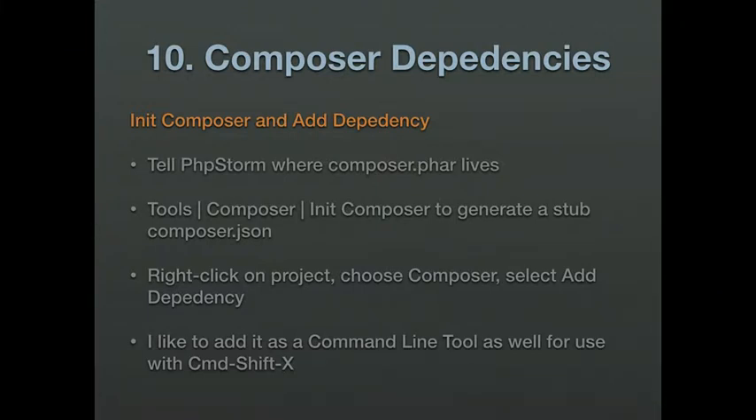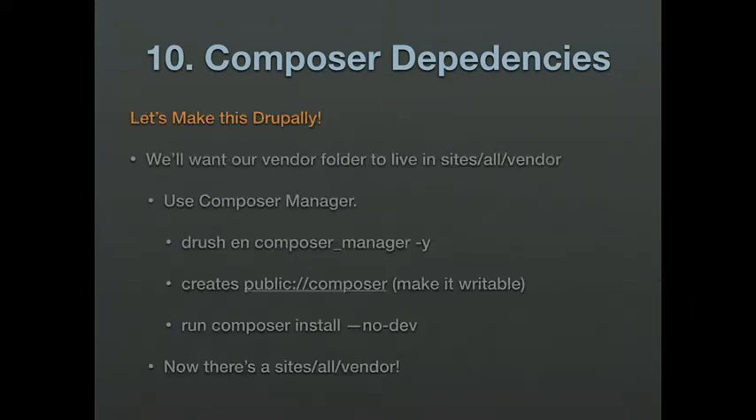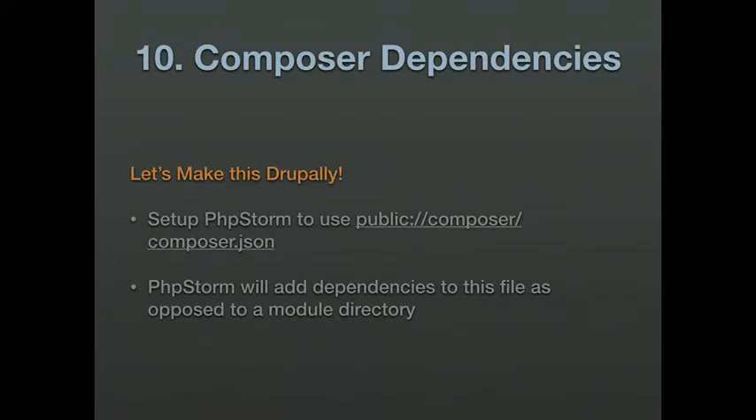You install Drush Coder. You tell it where it lives. Then you do init composer, and it creates a stub composer.json for you. It does that in Drupal's root directory. And then when you right-click on a project, you could add a dependency. And then it's an auto search against Packagist. I like to do the command line tool as well. But really, I don't use that because you wouldn't expect to see that in Drupal. You expect to see it in sites/all/vendor.